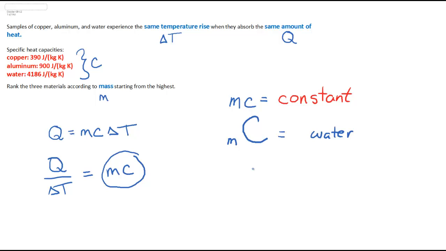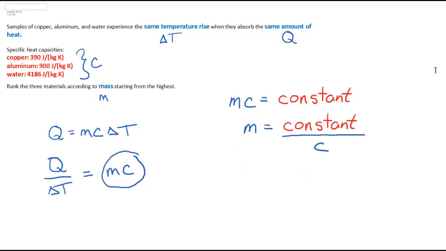Now if c is small like the copper, the mass would have to be quite large to compensate, to maintain that constant value. And obviously the aluminum would be somewhere in the middle. In other words, what we have is an inverse relationship. Mass is inversely related to the specific heat.